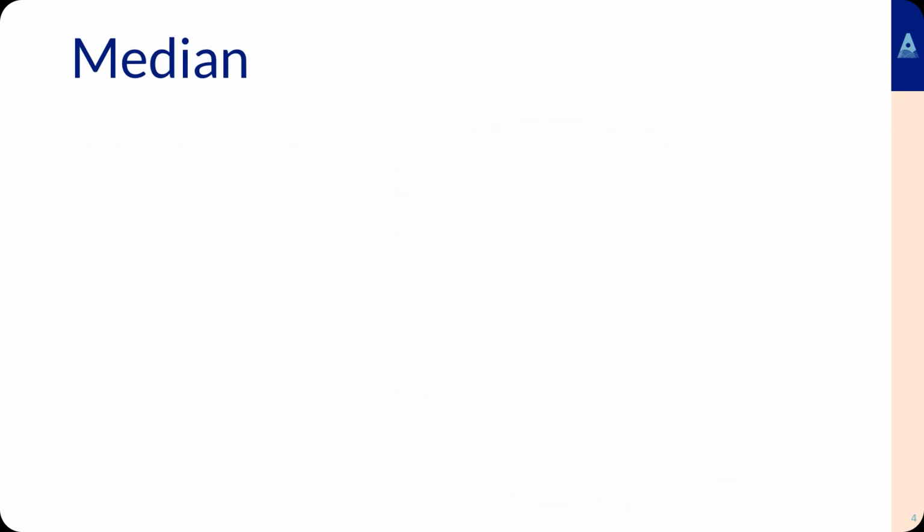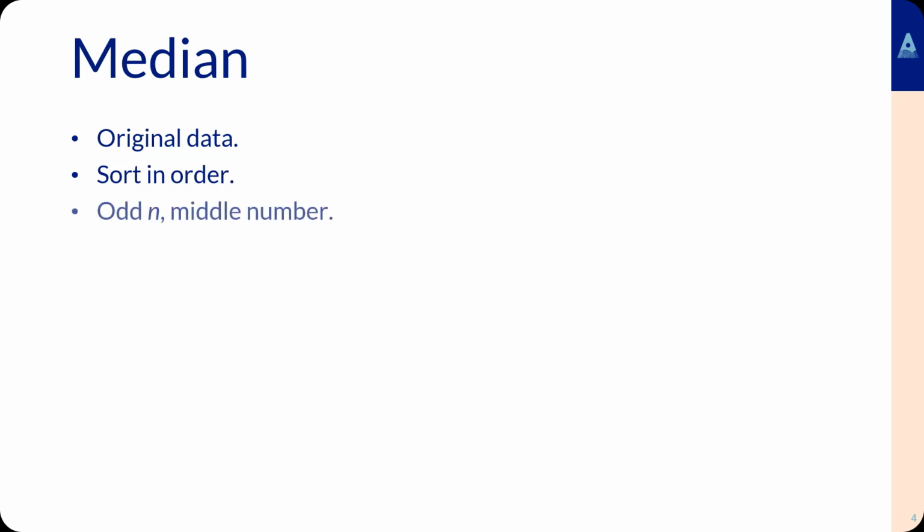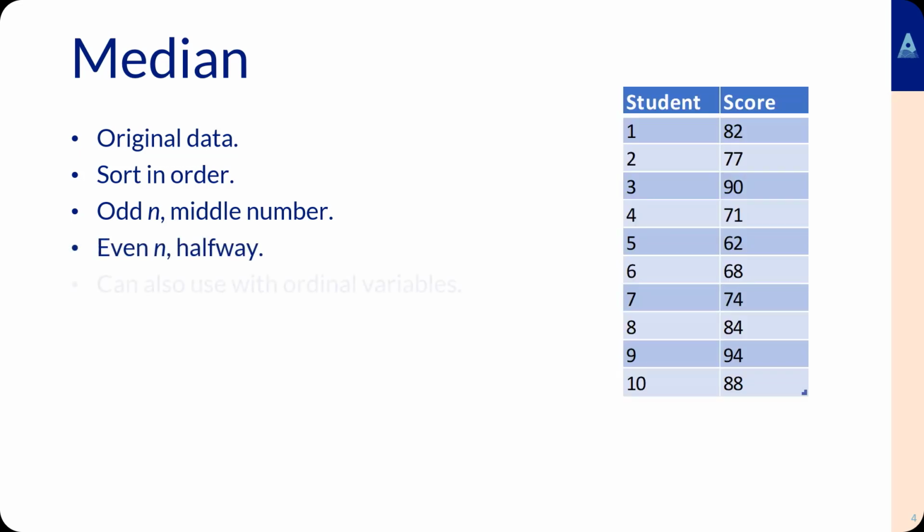The next measure of centrality is the median. The median is the middle number, found by counting through the numbers in order. So first of all, you take your original data, and then you need to sort it into order so that you can see what's the top and the bottom and the middle. If it's an odd number of items, then you just take the middle number. If it's an even number of items, you take halfway between the two middling numbers. And we can use this with ordinal variables.